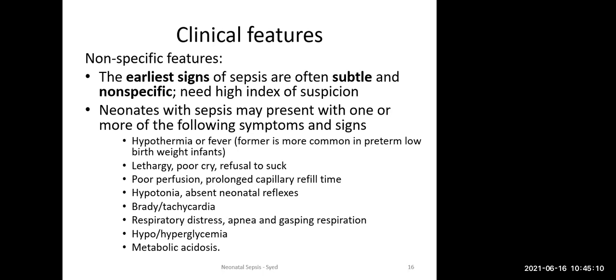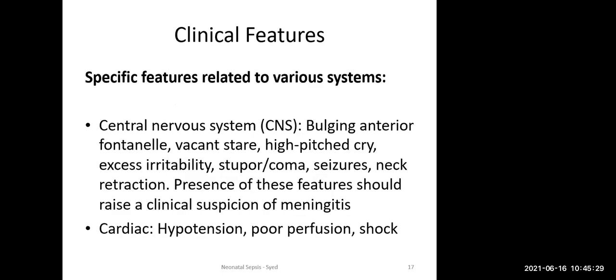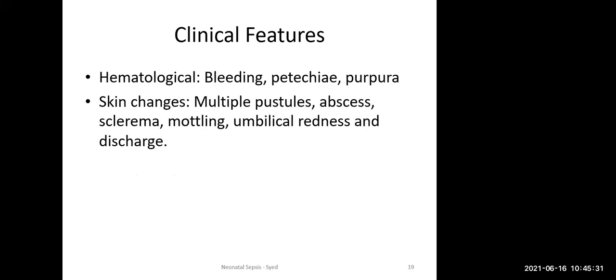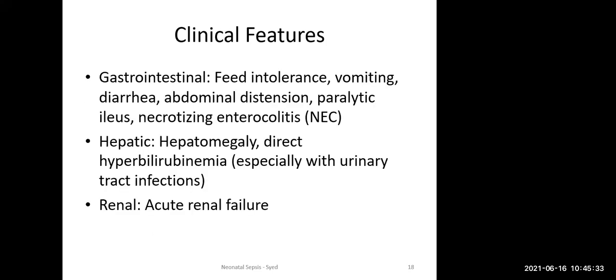Okay. And also it depends on the source of infection. For example, if there is meningitis, there will be bulging anterior fontanel, irritability, high pitch cry. For infection from the lower system, next. Okay, GI will have feeding intolerance. If hepatic, there is jaundice, severe jaundice. These are the features. Next.